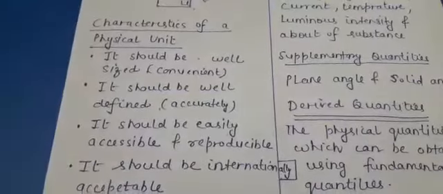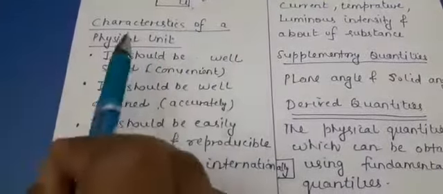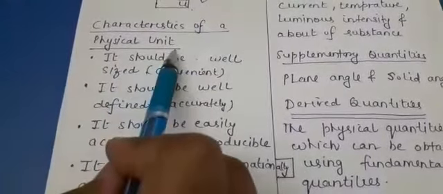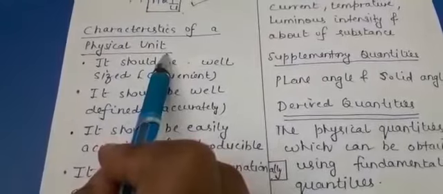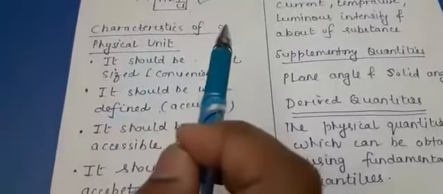Now next we have to study the characteristics of a unit, characteristics of a physical unit. See, whatever unit we are using for measurement of a physical quantity, it should follow certain rules. What are those?